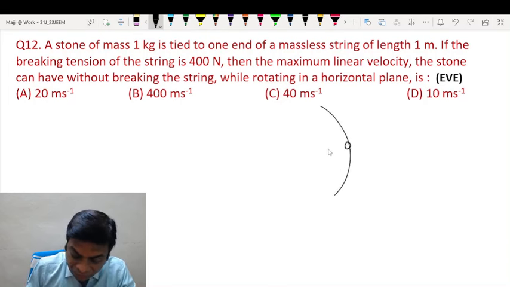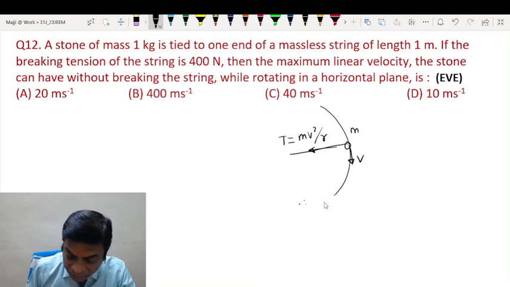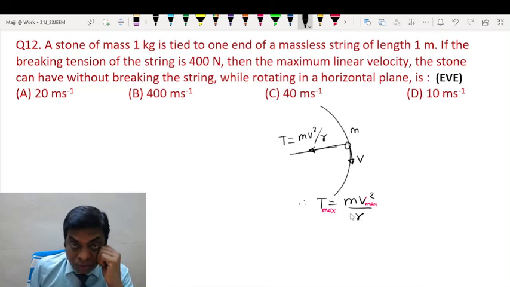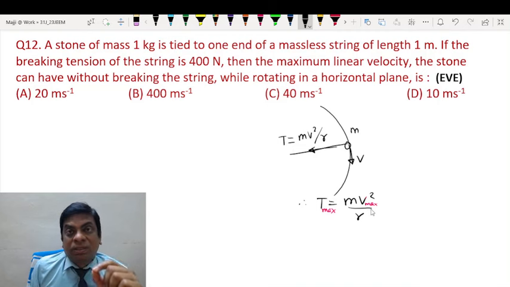Now, as we all know, for a mass m moving with speed v, the required centripetal force will be provided by the tension, which is mv square by r. So as you can see, tension is mv square by r, and there is a maximum limit to which tension can go, and accordingly there is a maximum limit to which speed can go. Since v is in the numerator, the tension will be maximum corresponding to a certain maximum velocity.